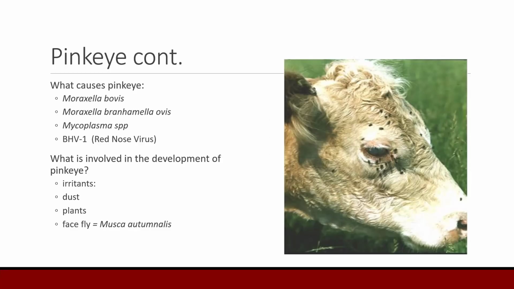Okay. So things that are involved in the development of pink eye: irritants, dust, different plants that may have, like, little barley. You know what little barley is? They have these seed heads that are relatively small and kind of sharp. So they're notorious for causing pink eye if they get a little bit of that seed in their eye and it causes a wound of some degree.